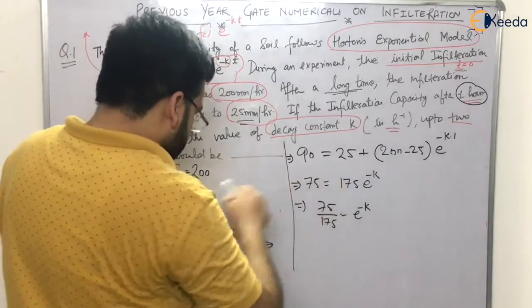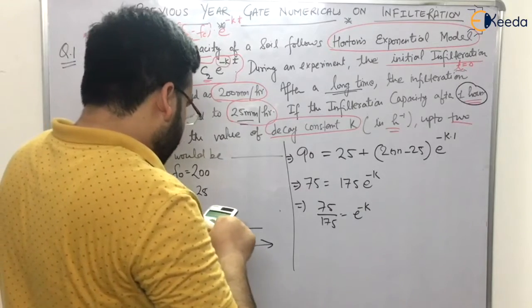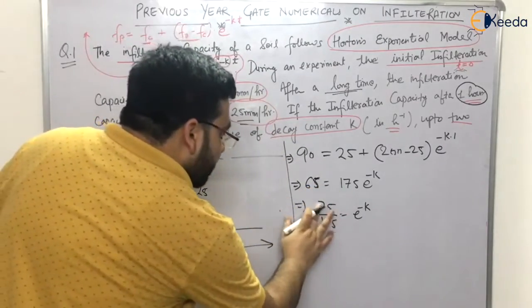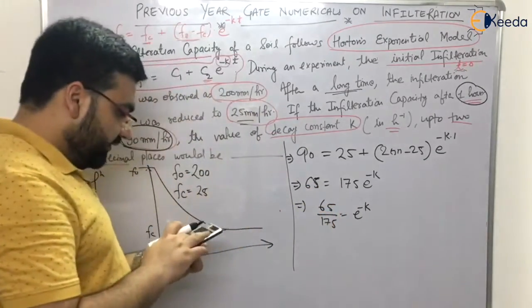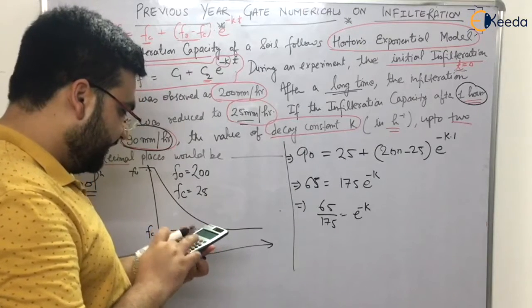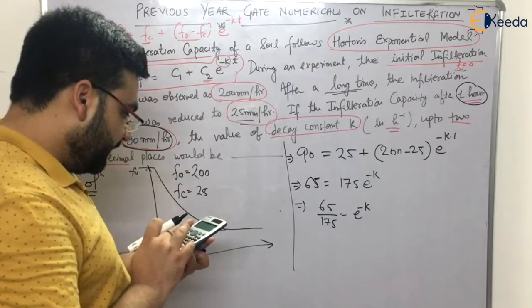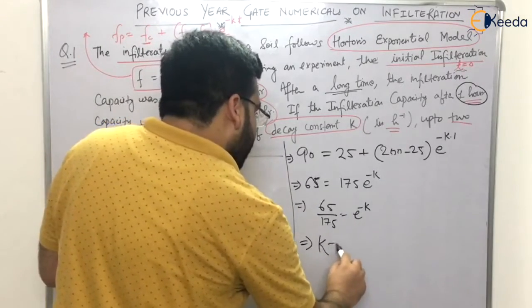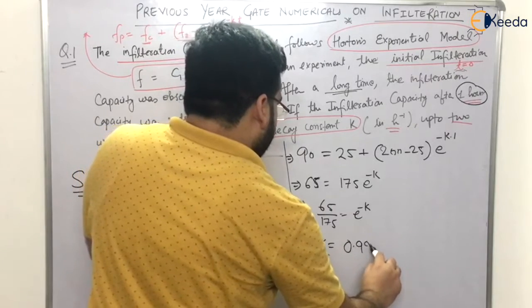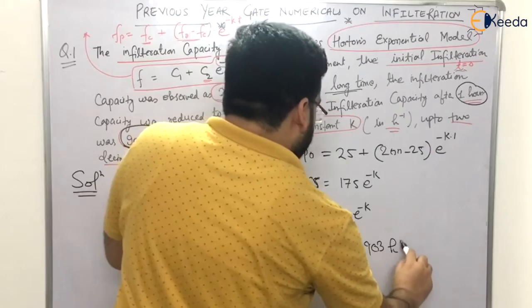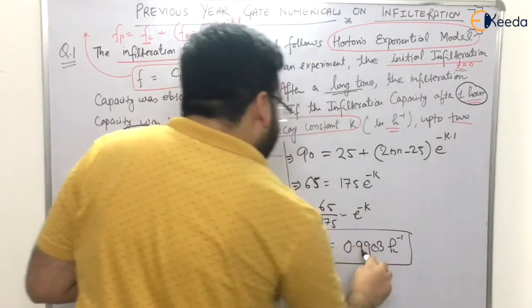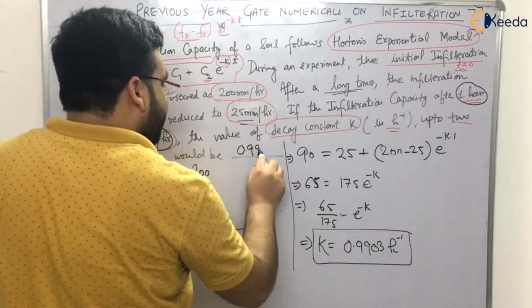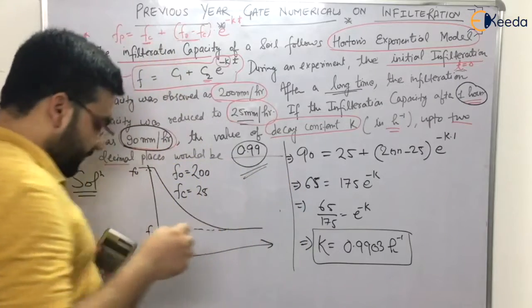Sorry, this is 90, this is 65, sorry, this is 65, right? So it will be ln of 65 divided by 175, 0.9903, right? So the value of k will come out to be 0.9903 hours inverse. So just put the value up to 2 decimal places. So the correct answer would be 0.99 would be the most appropriate answer, right?